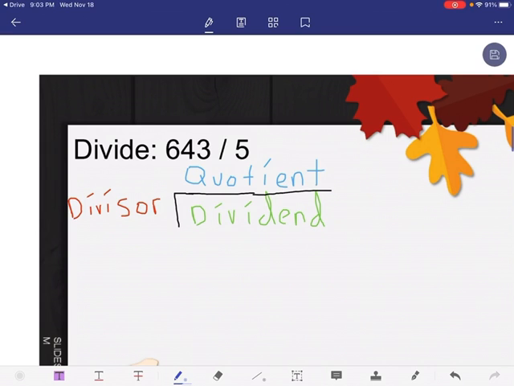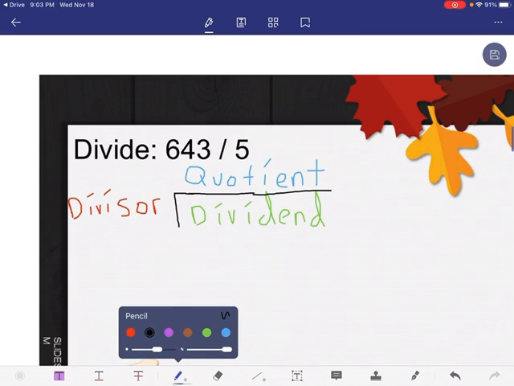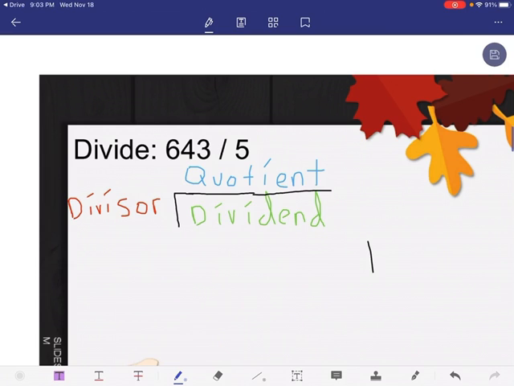So in this case, we're dividing 643 by 5. So 643 is our dividend. 5 is our divisor, so that's what goes on the outside. So then remember that our first step is to say, how many times does 5 go into our first number, which is 6? It goes into it 1 time.